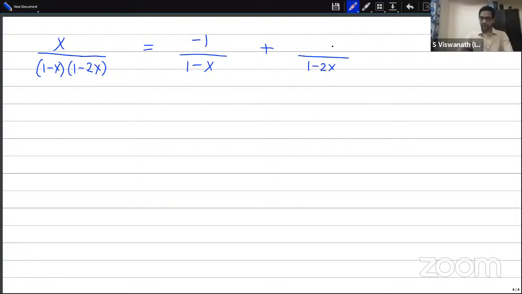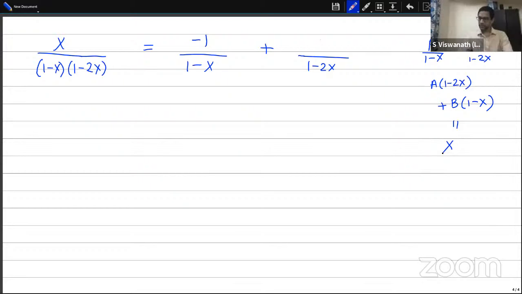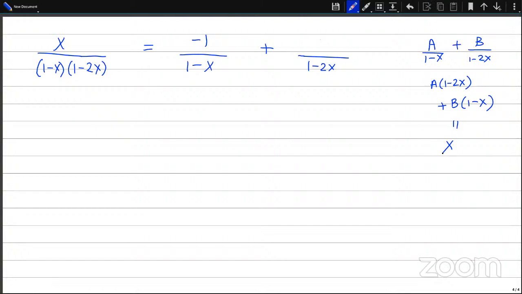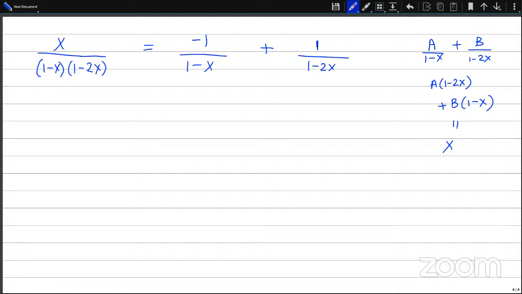Sorry, wait, let's see. I didn't quite understand. So if I have A over 1 minus x plus B over 1 minus 2x, now what I'm saying is you multiply both sides by this, so A into 1 minus 2x plus B into 1 minus x. But then the left side is an x. B is 1. What are we substituting for x? It is half, 1 by 2. Yes, 1 by 2, 1 by 2 cancel, we get 1. Okay, wonderful. Is that right? Does it look okay now?